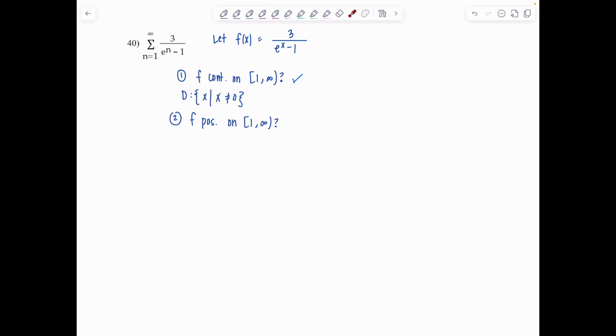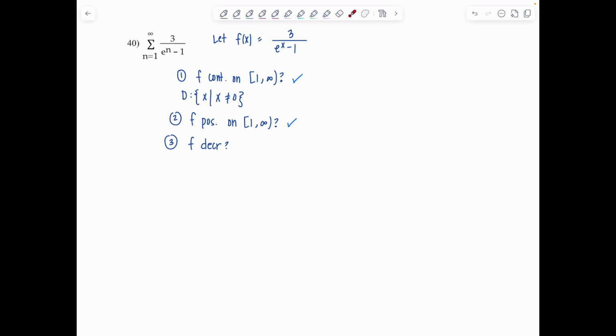Next, is f positive on the interval from 1 to infinity? Well, yeah, the numerator's positive. E to the first is 2.7, minus 1 is positive, and for everything larger than that, we're good. Just put a little check, we thought about it. And then lastly, is f decreasing?